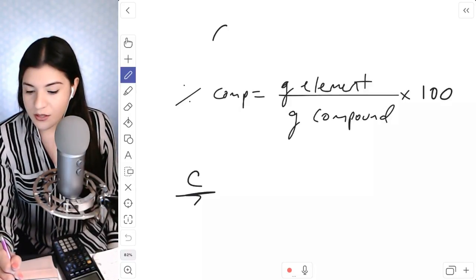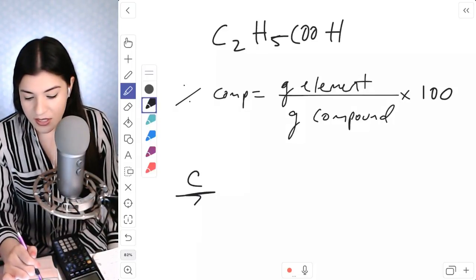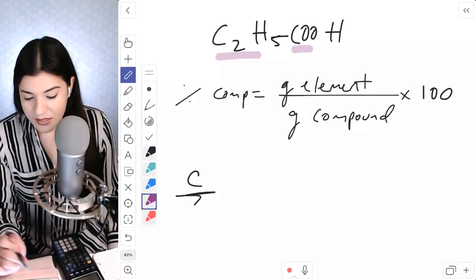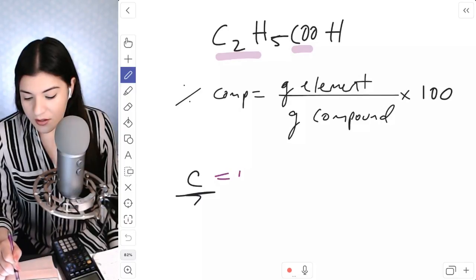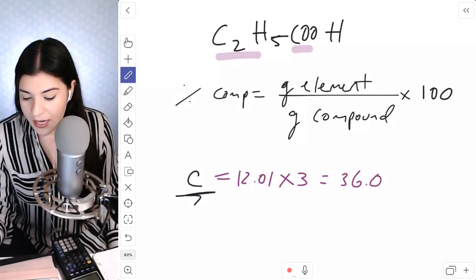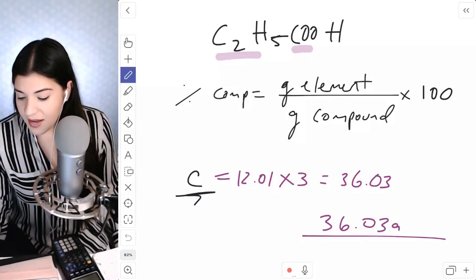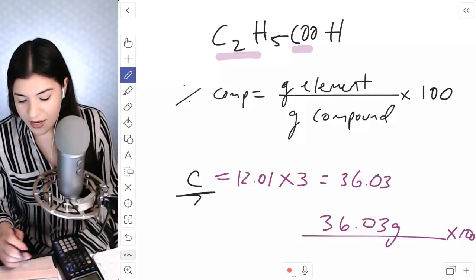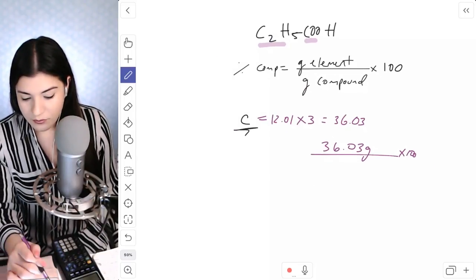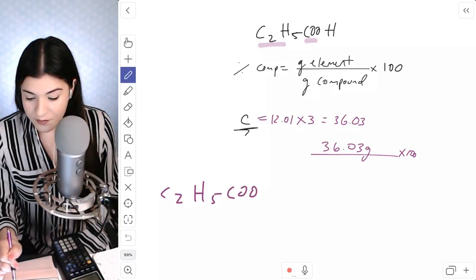So looking at, we had C2H5COOH. I would look and see how many carbons we have. There's 2, 3. So in this case, I would multiply the molar mass of carbon times 3. And that would have been 36.03. And that's what I'm going to put on top. And then next, I have to divide by the entire mass of the compound that was provided. So let's find that separately. So let's find the entire molar mass of this.